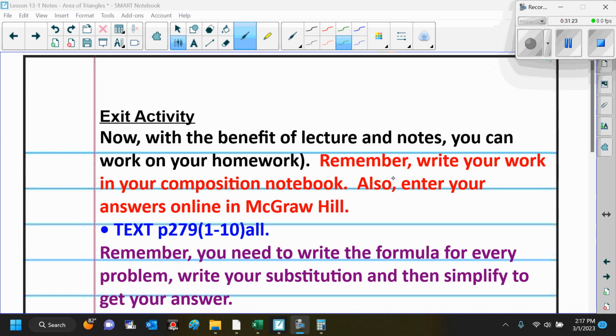So now you will be able to finish or work on page 297 in your textbook, and you're going to do 1 through 10 all. Don't forget that for every problem, I want you to write your formula, complete your substitution, and then simplify to get your answer. You must show your work. If you are just putting information in the calculator, you are going to get half credit. Also, remember to write your answers into McGraw-Hill. All right?